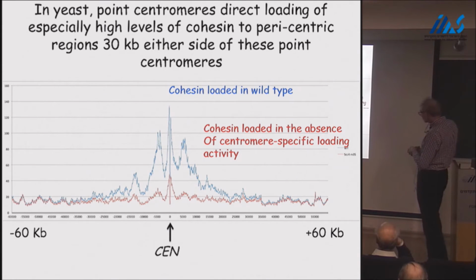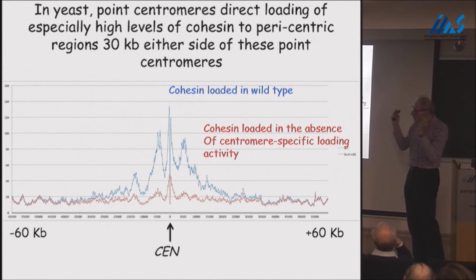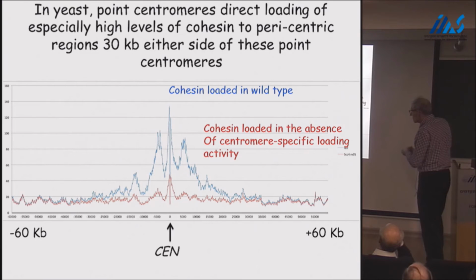It turns out that if you take all 16 chromosomes and align them on this point centromere, and then plot the average of the cohesin along the chromosome out along the chromosome arms. This is just going 60 kilobases on either side. If you have a wild-type centromere, then what you find is in about 30 kilobases on either side, you have very high levels of so-called pericentric cohesin. But if you have a centromere that's defective in this centromere-specific loading, then you see it's just like any other sequence along the genome.